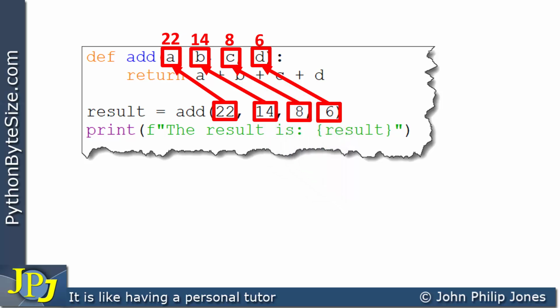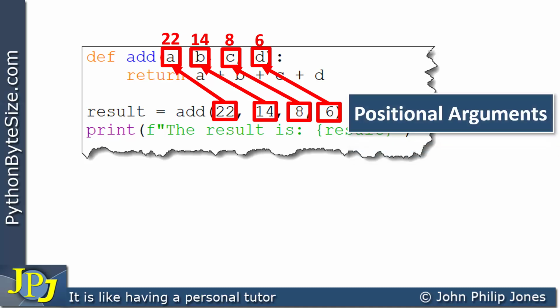Now, what I've just described is what's referred to as positional arguments, because their position within the call matters. I want the 22 to go to the A, I want the 14 to go to the B, the 8 to go to the C, and the 6 to go to the D. So you have to put them in the correct position within the call.